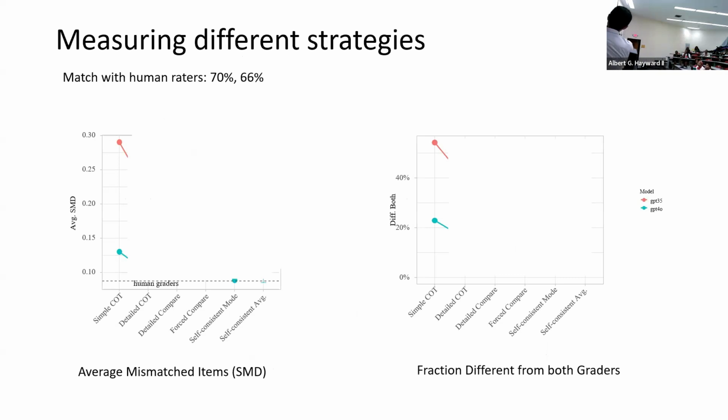This is simple matching distance. The lower the distance, the better the performance. Human graders are here, at 0.087, which is one every four answers. GPT 4.0 is getting very close, but not quite there to human graders.